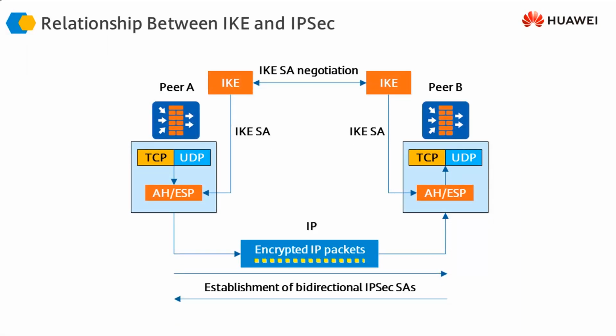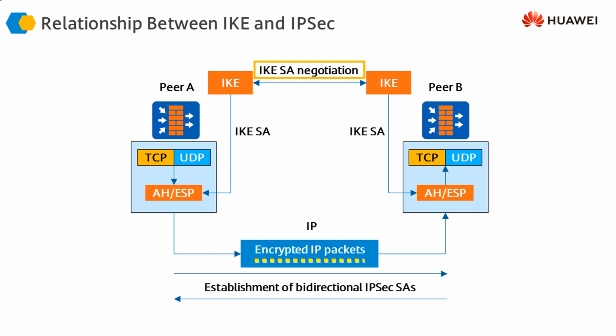If you look at the relationship between IKE and IPSec, IKE starts the task first. IKE takes the responsibility of initial negotiation between the two peers, peer A and peer B. First, IKE is going to develop an IKE security association between the two peers. There's going to be a negotiation where they agree on how to exchange the key information with each other. That is the responsibility of IKE.